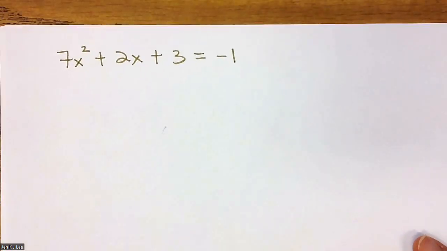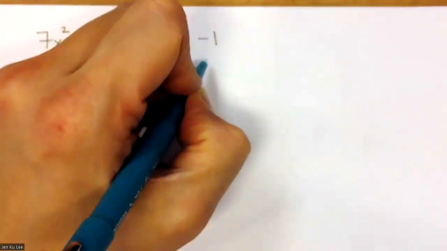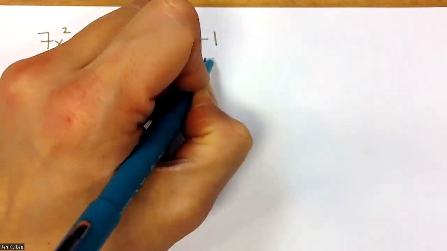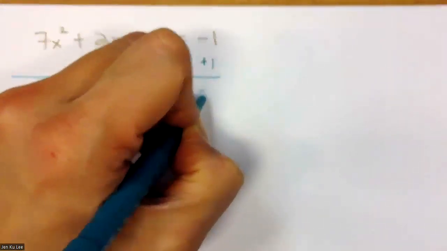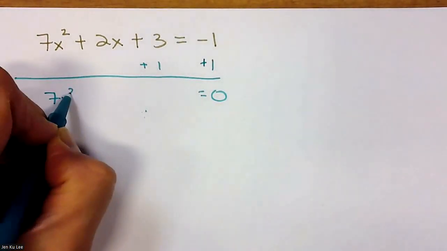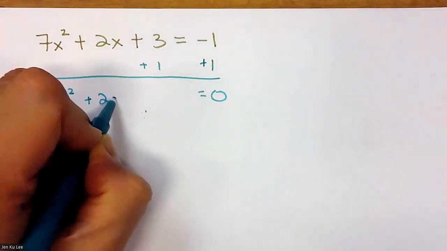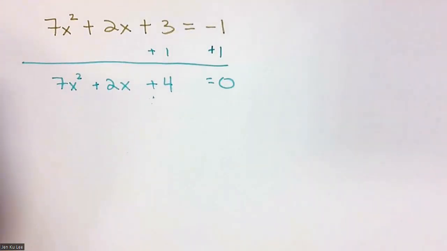So this is the next example. 7x squared plus 2x plus 3 equals -1. Remember, the first step is to make one side equal to 0. So I'm going to add 1 to both sides, right? Making my right-hand side equal to 0. So this is 7x squared plus 2x plus 4 equals 0.